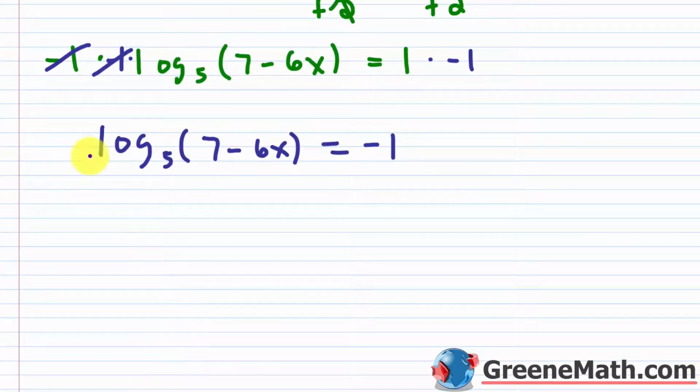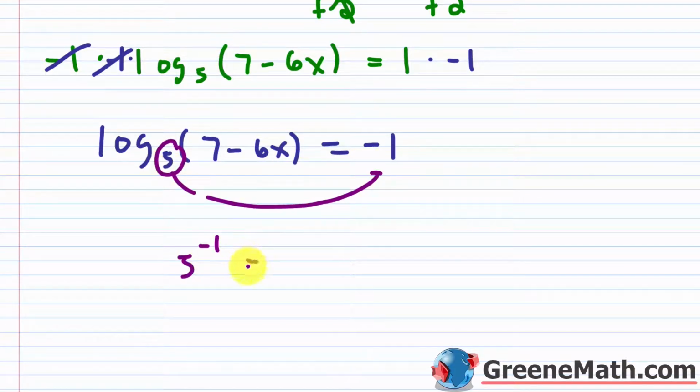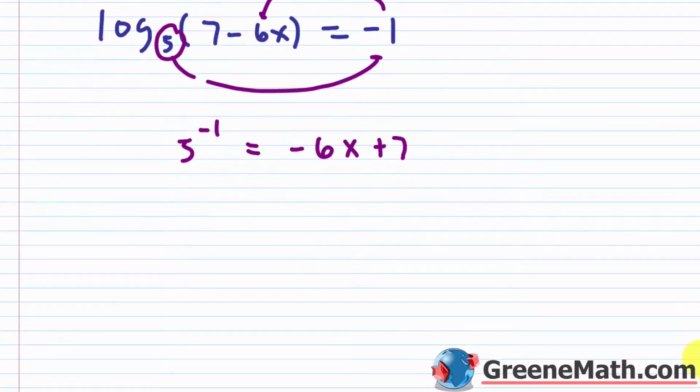So from this point on, it's pretty simple. Once you figure out how to get it in this format, then basically just do what we've been doing. 5 to the power of -1 is equal to this guy right here. So you'd have -6x plus 7. That's how I'm going to write that. And basically, 5 to the power of -1 is 1/5. So 1/5 is equal to -6x plus 7.